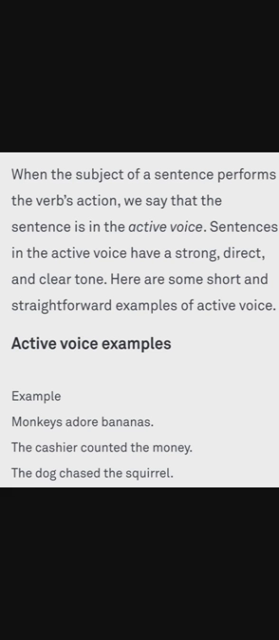Here are some short and straightforward examples of active voice. Monkeys adore bananas. The cashier counted the money. The dog chased the squirrel. And my simple example, Ram plays football. Here, what is important for us? Who is given preference? That is Ram. We are more concerned about Ram.